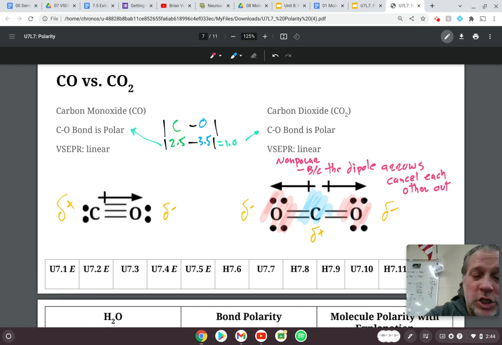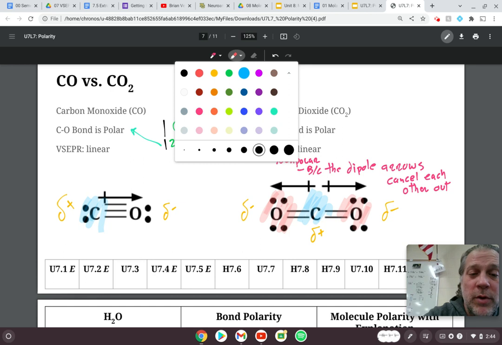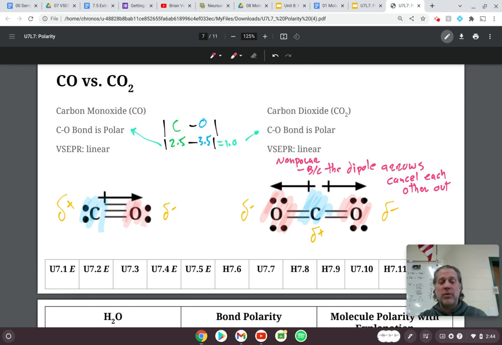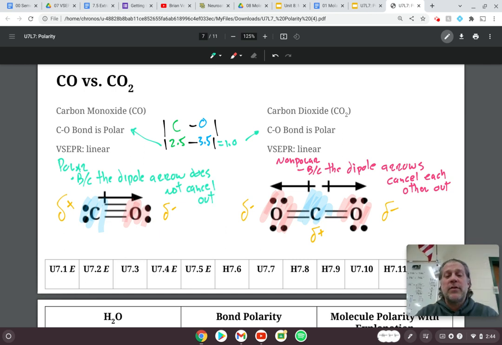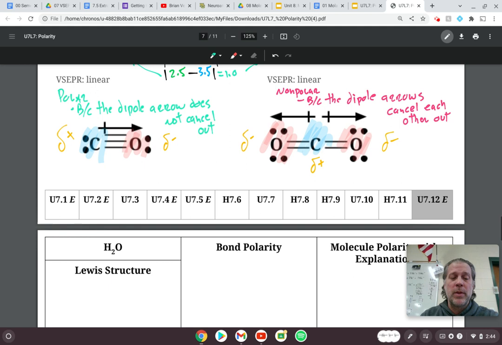On the other molecule, if I shade where the positive part is and I shade where the negative part is, there's nothing that is canceling out this dipole arrow pulling in the one direction. So that's going to make this entire molecule polar. And it's polar because the dipole arrow does not cancel out. And so that's a very basic example. So now we're going to go through about 4 more examples, to really try to hammer this home.